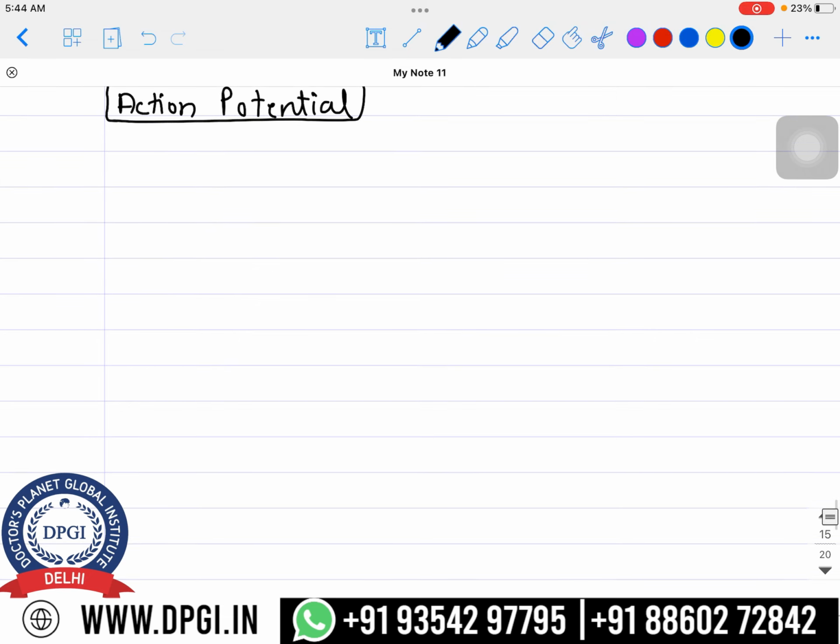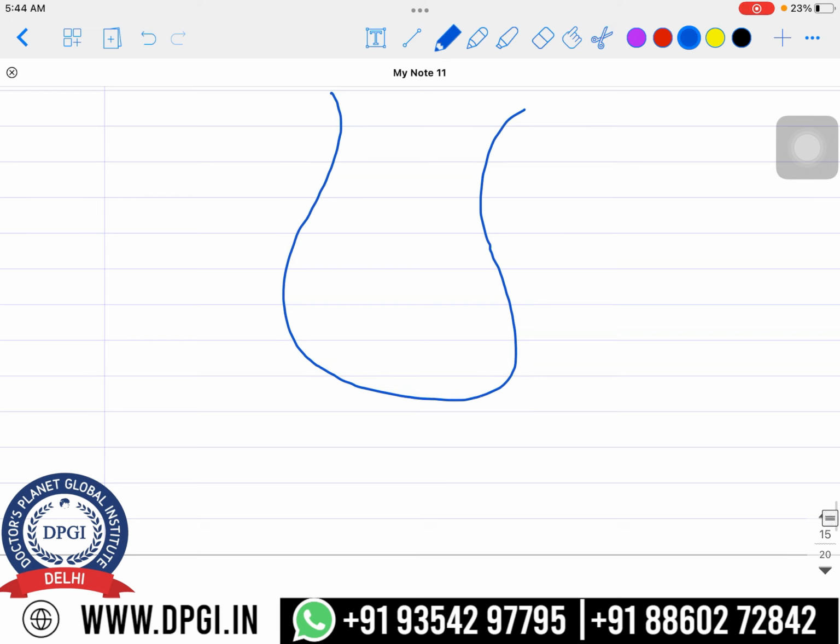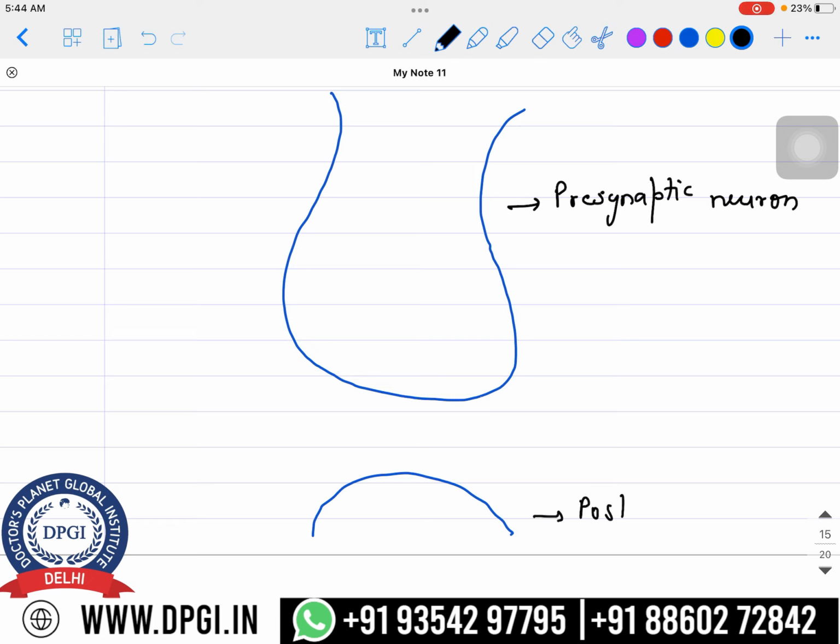So let's say here is one neuron, and let's say this is another neuron present over here, right? We are saying that this one is the presynaptic neuron, and next to it will be the postsynaptic neuron, right?